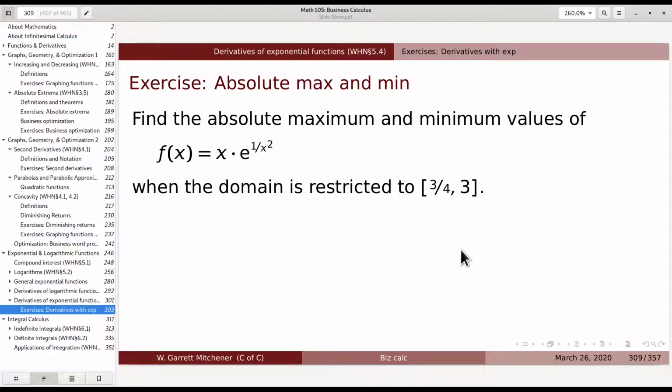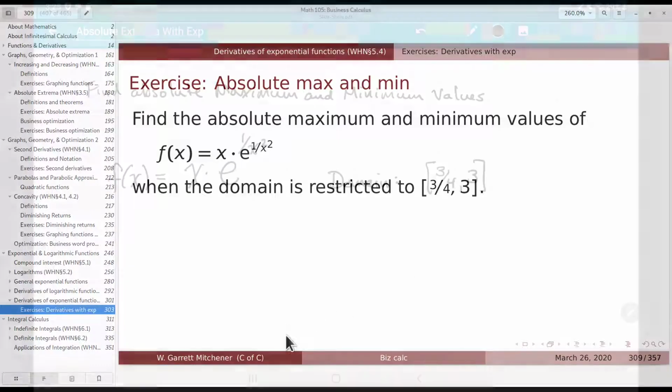In this video, I'm going to work an absolute extreme problem for a function involving the natural exponential function. So we are asked to find the absolute maximum and minimum values of the function f of x equals x times e to the 1 over x squared when the domain is restricted to the closed interval between 3/4 and 3.